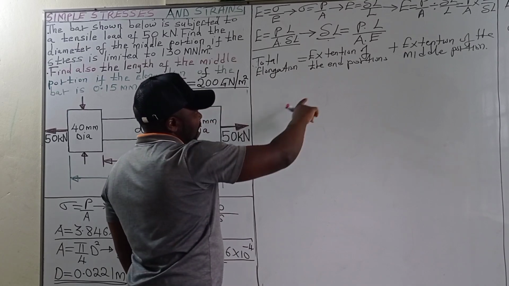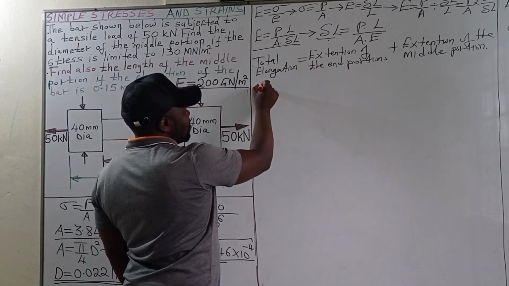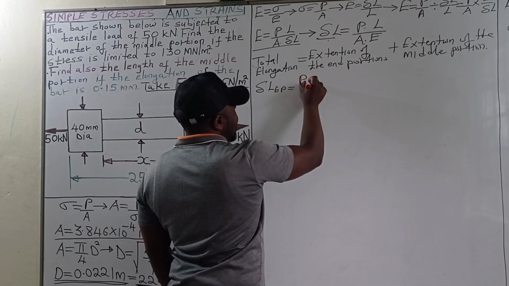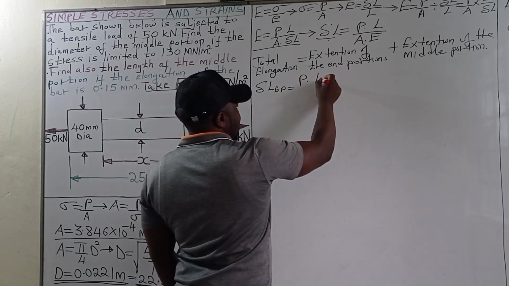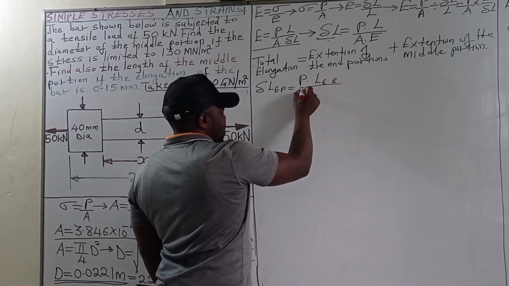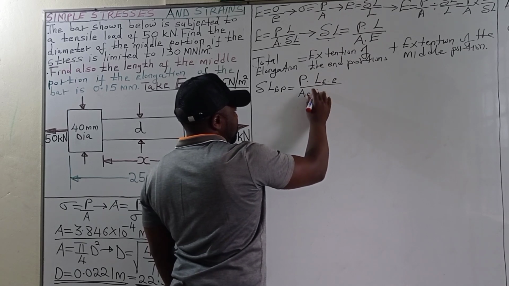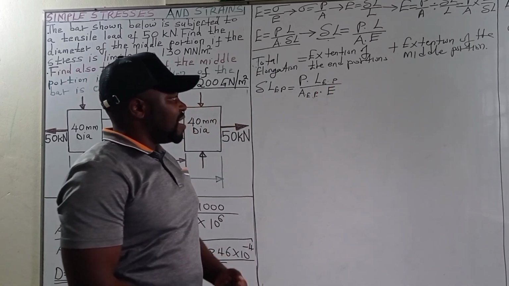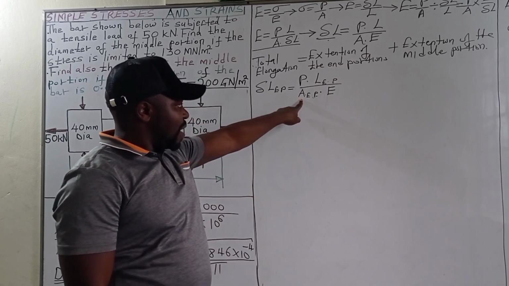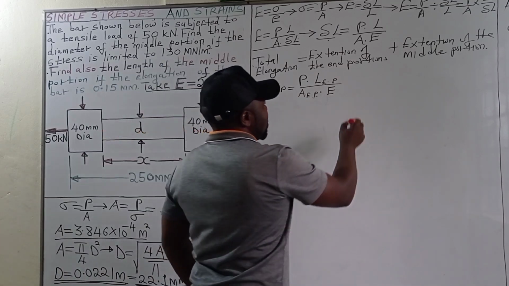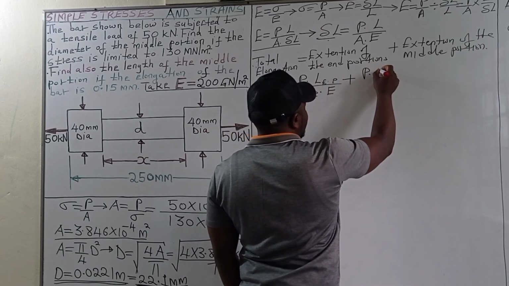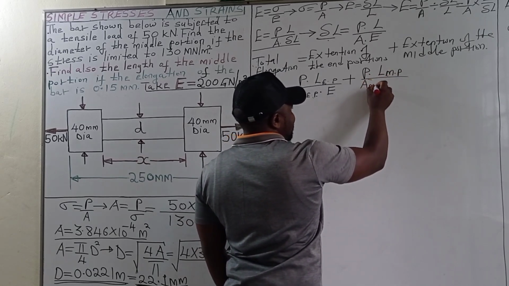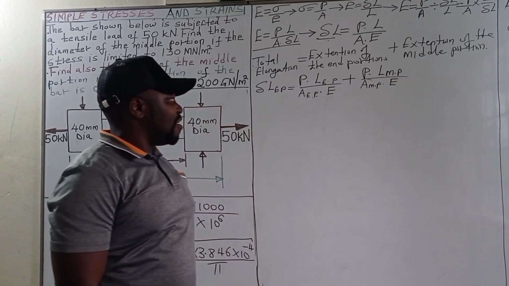Now, when we start with the elongation or extension in the end portions, we are going to have this. The elongation in the end portion will be given by the load multiplied by the length of the end portions divided by the cross-sectional area of the end portions times the Young's modulus of elasticity of the bar. We are going to determine the area of the end portions. Then we are going to add these two, load times the length of the middle portion divided by cross-sectional area of the middle portion times the Young's modulus of elasticity of the member.